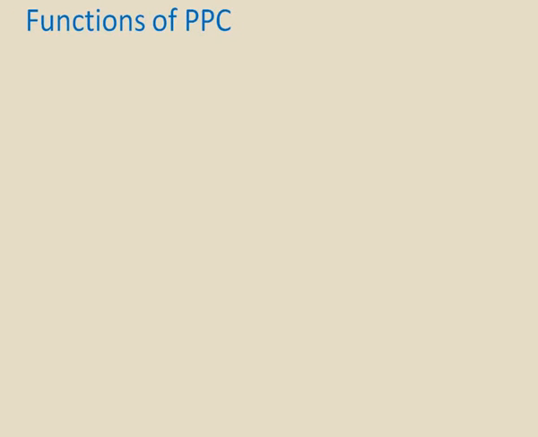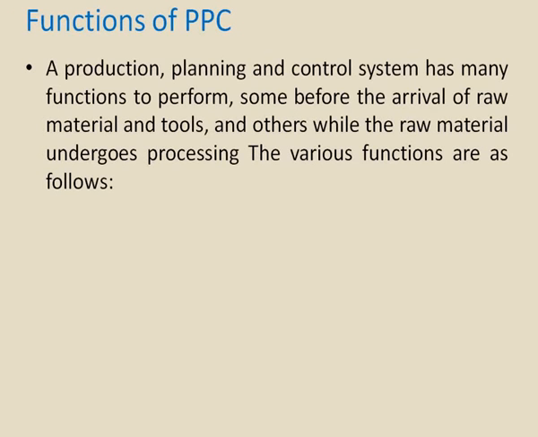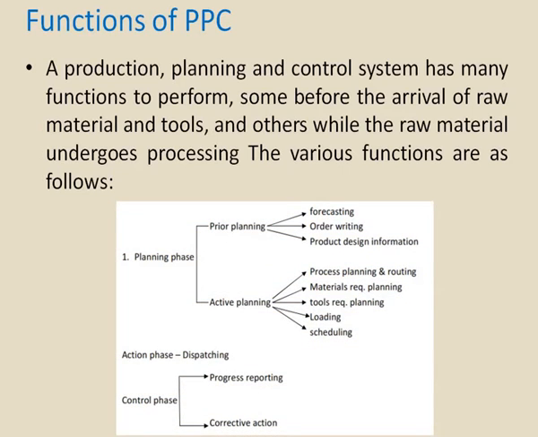Next topic, functions of PPC, production planning and control. As discussed, it has many functions before the production and during the ongoing process. So various functions are as follows. There are mainly 3 functions of PPC. There are 3 phases: planning phase, in which there are 2 subdivided parts. First one is prior planning, in which there is forecasting, order writing and product design information.